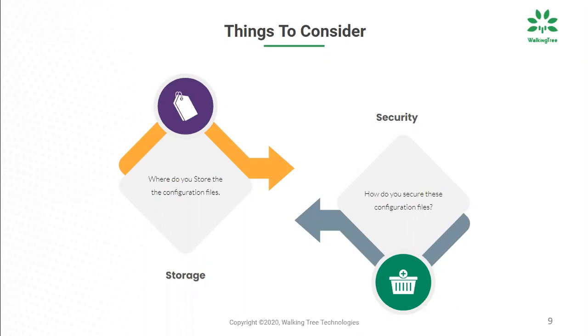So in Docker and Kubernetes, how do you manage these external variables? How do you secure them?